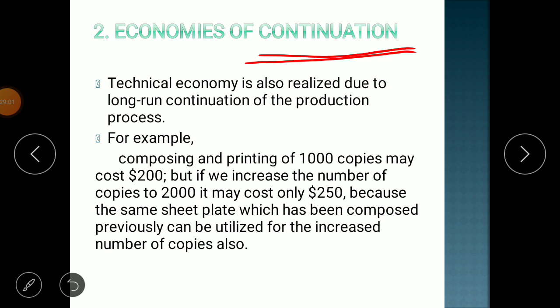We are ending our lecture here. The remaining internal economies of scale we will discuss in the next lecture.